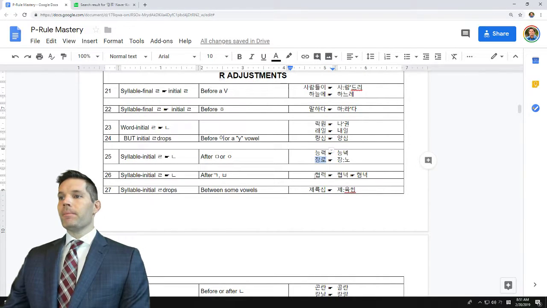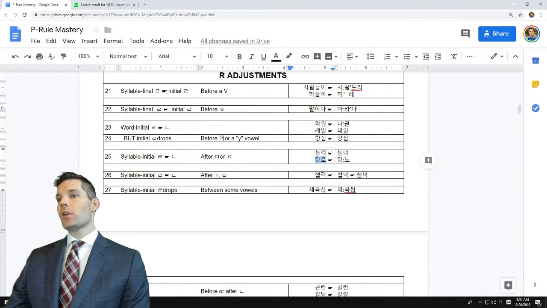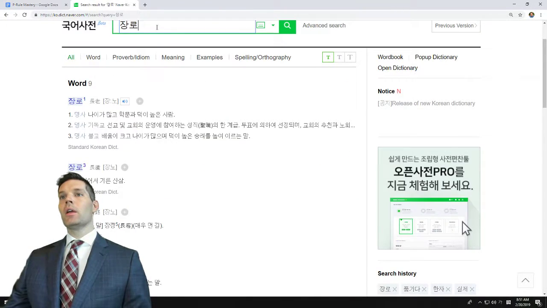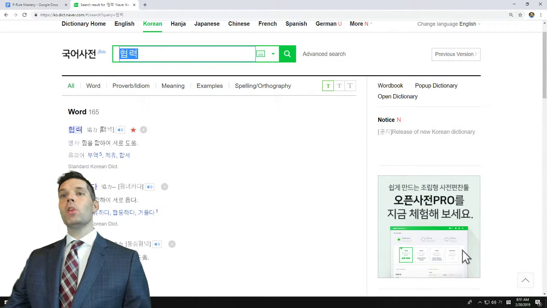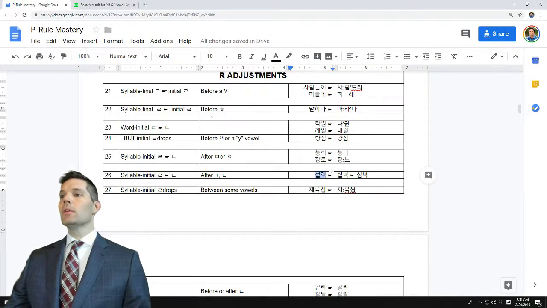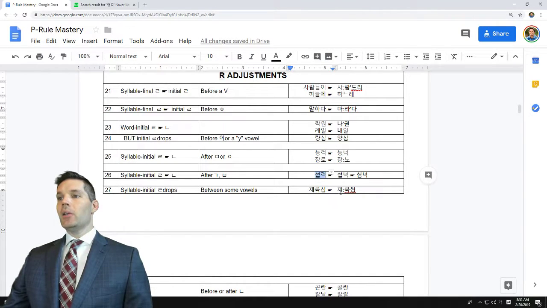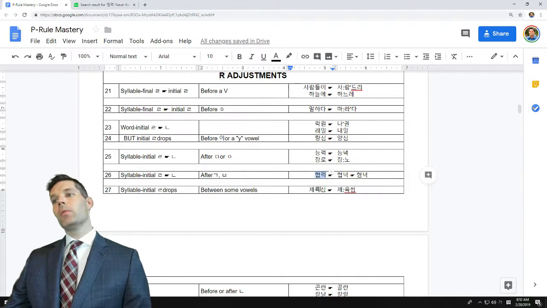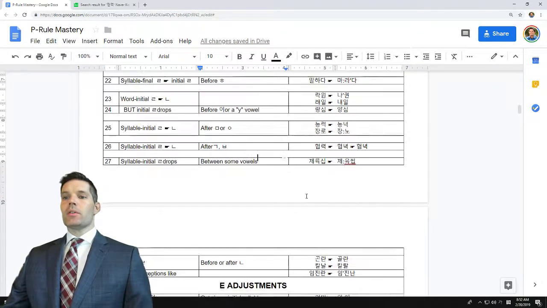Now we have this ㄹ becoming an ㄴ sound after a 기역 or a ㅂ sound. So you're gonna have 협력. So 협력, and let's pull that up in a dictionary. Yep, 협력 right there. 협력. And then 제60, right? So original spelling 육, right? But it's 제60. So those are some of the R adjustments. A lot of times these are just spelled out for you without the 리을, just making it into an ㄴ or whatever. But sometimes you'll still see those spellings.